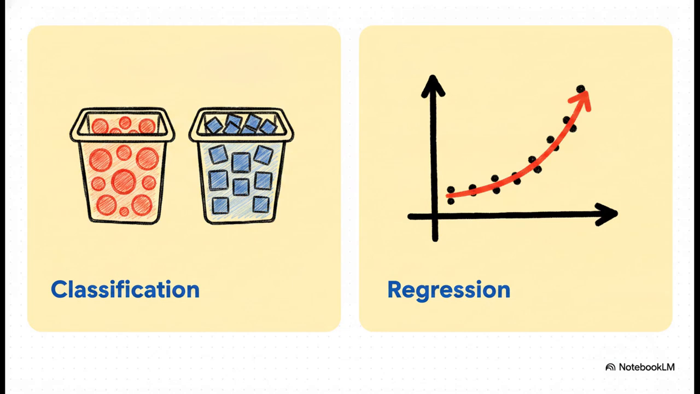Up until now, we've been talking exclusively about sorting things into distinct, separate categories, like deciding if an email is spam or not spam. That's classification. But SVMs are actually incredibly versatile. They can also perform regression, which is the process of predicting continuous, flowing numbers. Think forecasting next month's stock market volatility or predicting fluctuating house prices. This specific adaptation is known as support vector regression.